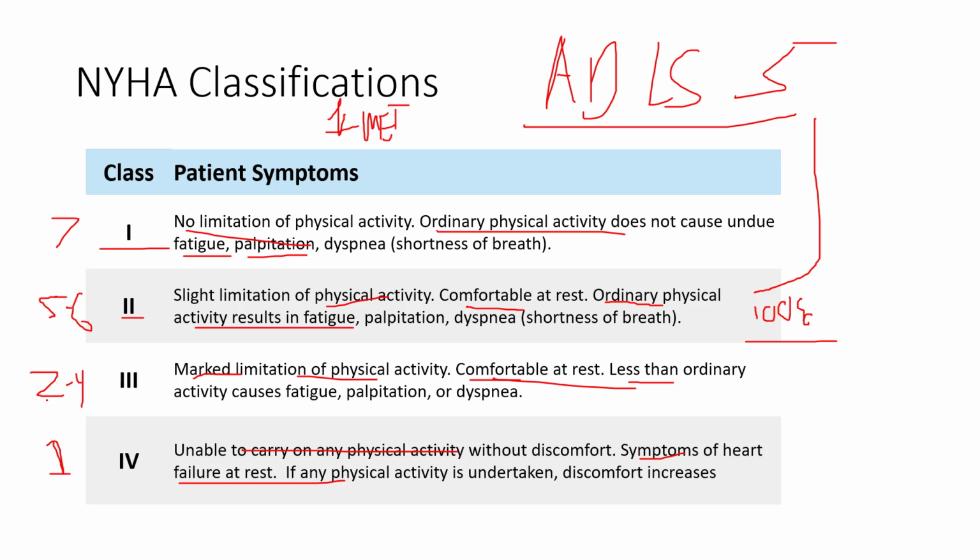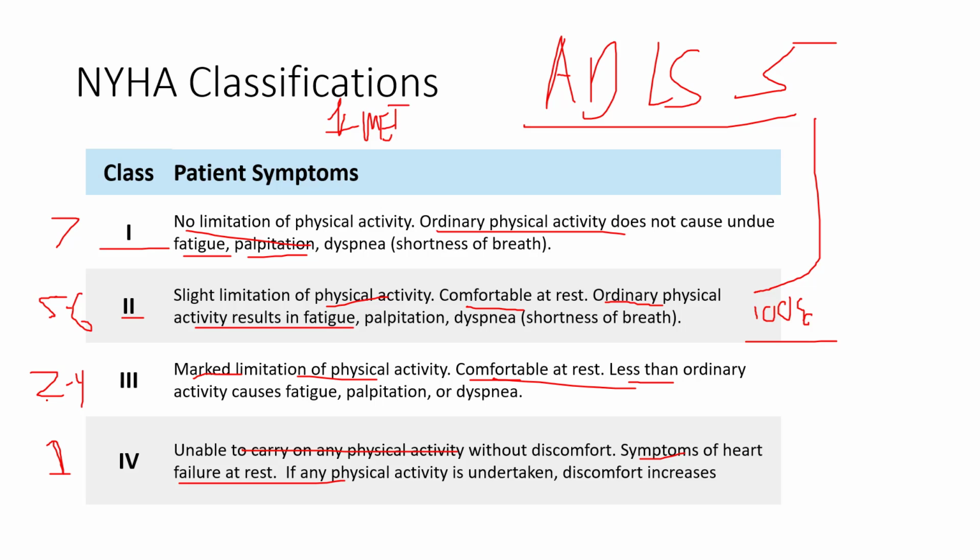No limitations because they've got enough cash in the bank. They have enough reserves. Class 2, we're pretty close to our margins because we're at a 5 to 6 MET capacity. And most ADLs go up to about 5 METs. So they may get some symptoms, some limitations because we're getting pretty close to our margins.